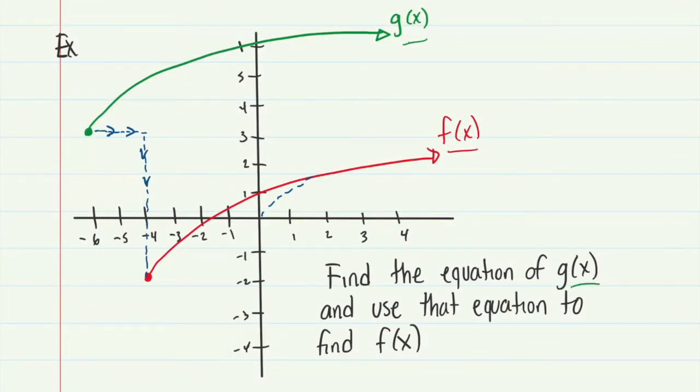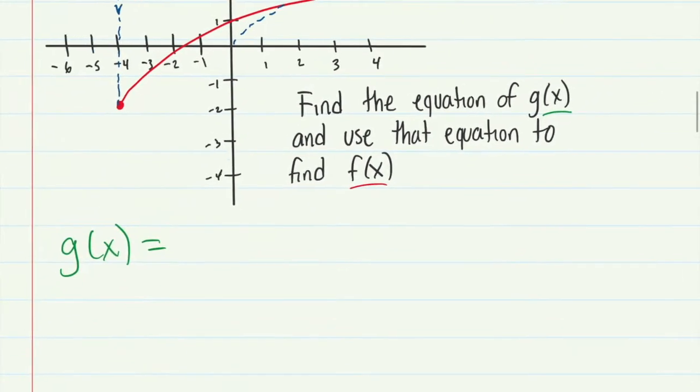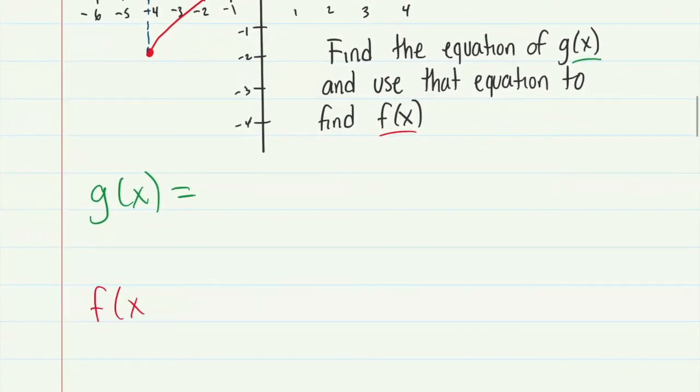x, which is in green right here, and use that equation to find f of x, which is in red. Well, let's do this a step at a time here. We want to first find g of x and use that to find f of x. In other words, they already told you which function is your input. Where are we starting? The starting line. And where are we ending, as the output? Well, let's get started, guys.